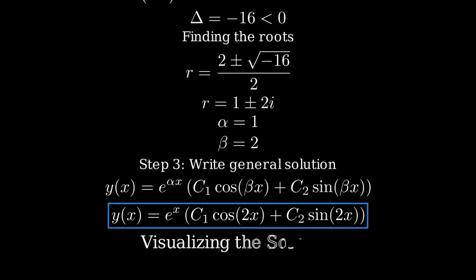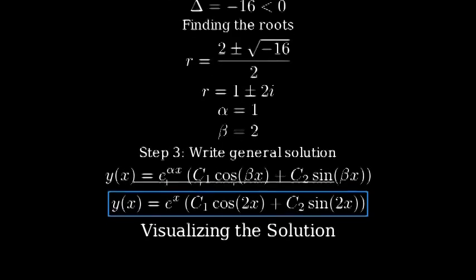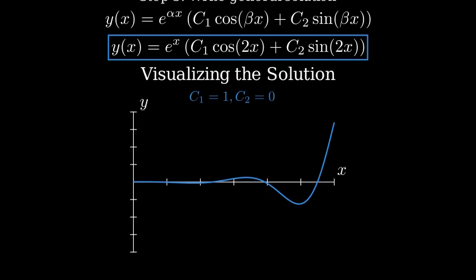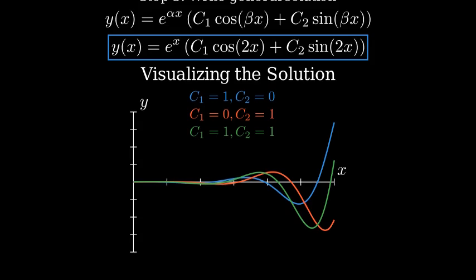Let's visualize our solution with different values of the constants c1 and c2. The blue curve shows the solution when c1 equals 1 and c2 equals 0. The red curve shows the solution when c1 equals 0 and c2 equals 1. The green curve shows the solution when both c1 and c2 equal 1.